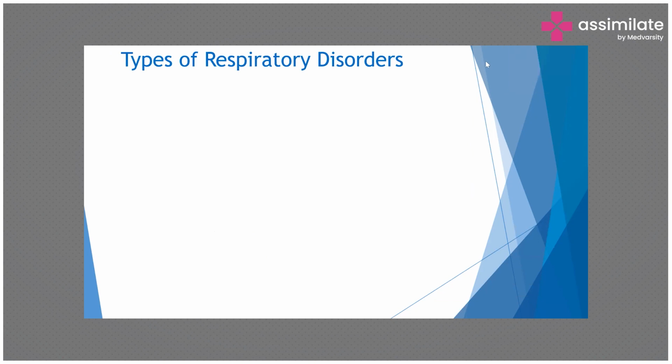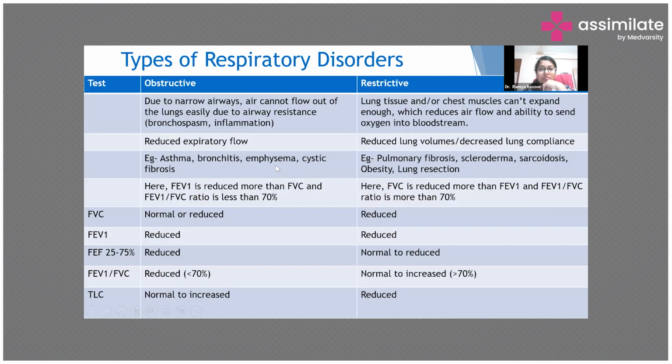So I request all the attendees, can you please write the names of the 2 types of respiratory disorders in the chat box? Yes, somebody mentioned obstructive and restrictive. That's very good. So we have obstructive respiratory disorder and restrictive respiratory disorder. This is one thing that helps us in interpreting a pulmonary function test.